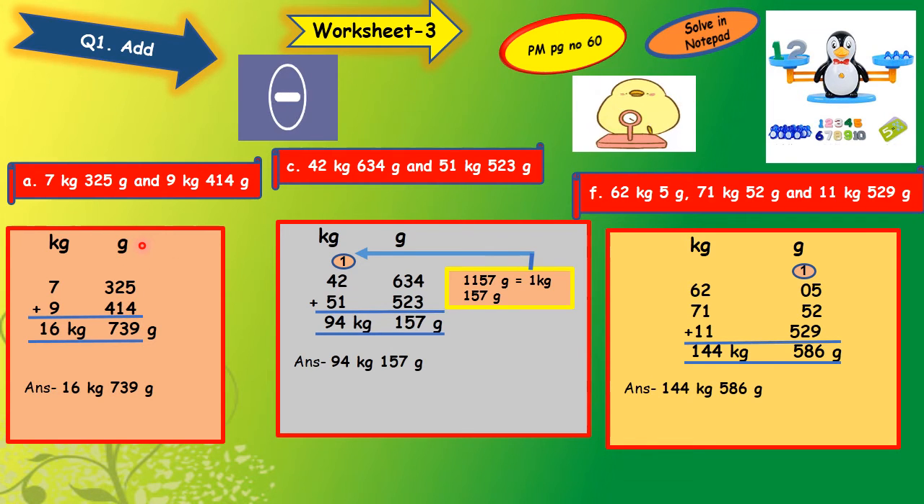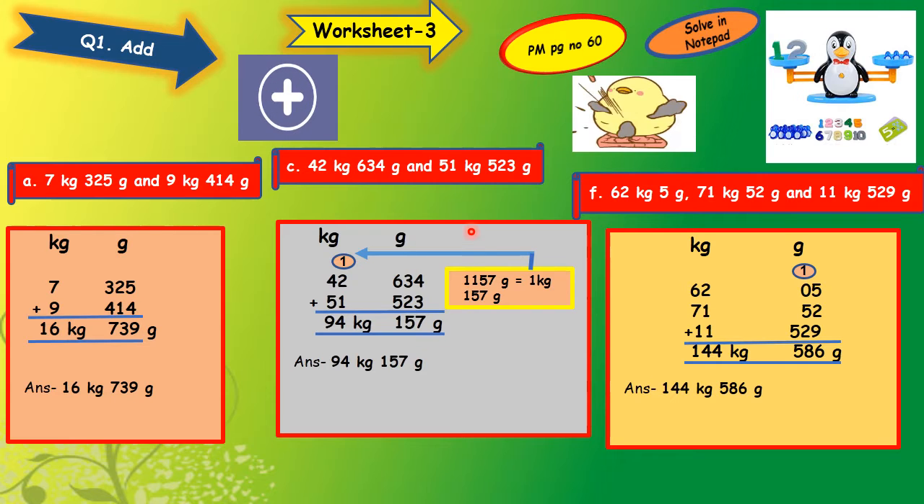Then we shall start addition from the grams column. 5 plus 4 is equal to 9, 2 plus 1 is equal to 3, 3 plus 4 is equal to 7. So 739 grams we got. Then we shall move towards kg. So 7 plus 9 is equal to 16 kg. So our answer shall be 16 kg 739 grams.